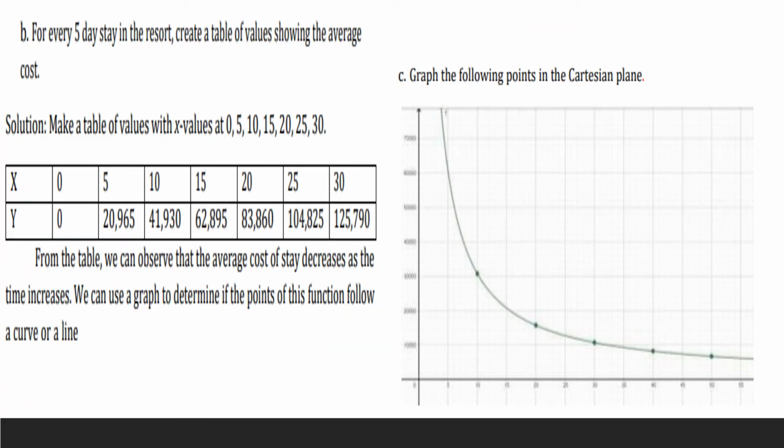Now, using the graph, for every 5 days in the resort, create a table of values showing the average cost. So solution, make a table of values with x values at 0, 5, 10, 15, 20. So yung 0, 5, 10, 15, 20, 25, 30, these are the number of days. So ang gagawin nyo lang, substitute this x doon sa ating function a while ago, and then you'll get these y values. So from the table, we can observe the average cost of stay decreases as the time increases. We can use a graph to determine if the points of this function follow a curve or a line. So this is definitely a curve.